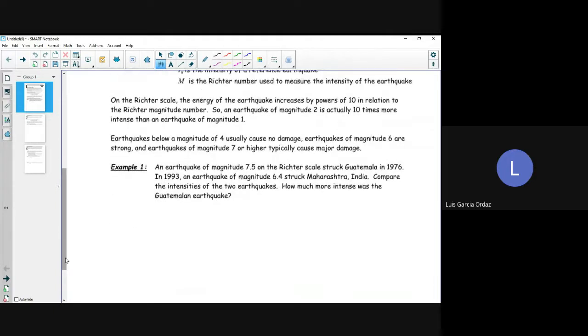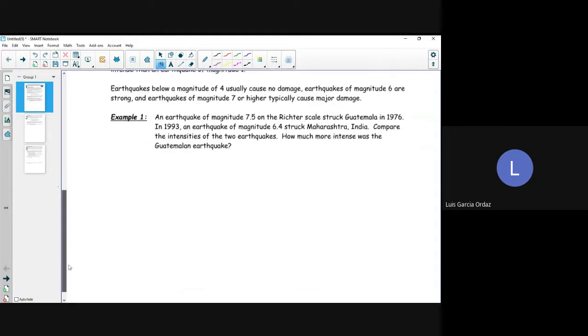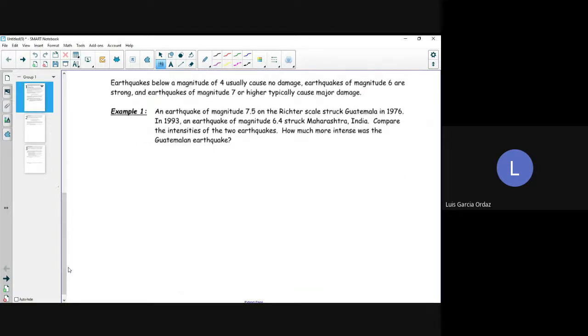So on the Richter scale, the energy of the earthquake increases by powers of 10 in relation to the Richter magnitude number. So the earthquake of magnitude 2 is actually 10 times more intense than an earthquake of magnitude 1. Okay? So earthquakes below a magnitude of 4 usually cause no damage. Earthquakes of a magnitude of 6 are strong, and earthquakes of a magnitude of 7 or higher typically cause major damage.